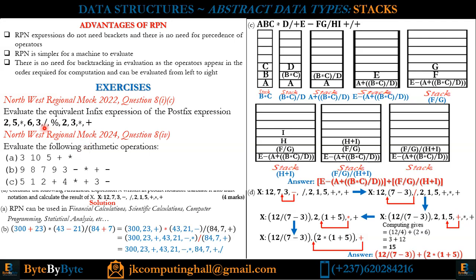Exercise, dear students. In Northwest Regional Mock 2022, question 8 sub 1 C. Evaluate the equivalent infix expression of the postfix. So you have to convert this to infix. Feel free to use the method of your choice. And then here they said evaluate the following arithmetic operations. So as you can see, the operators are last, so these are postfix expressions. And since there are 3 of them, I would like, dear students, that you vary. Either you use 1 with sliding and 2 with stack, or you use 2 with sliding and 1 with stack. It depends on you.